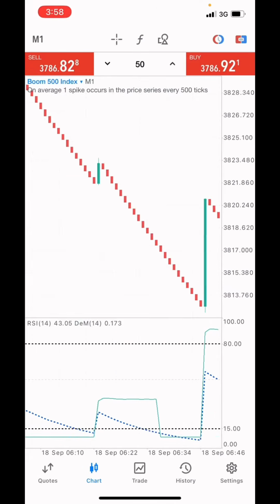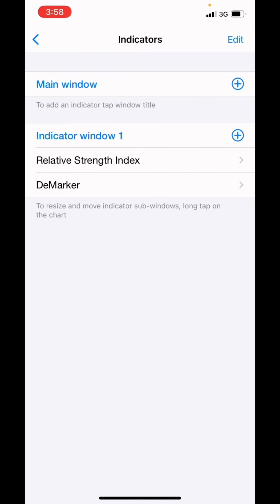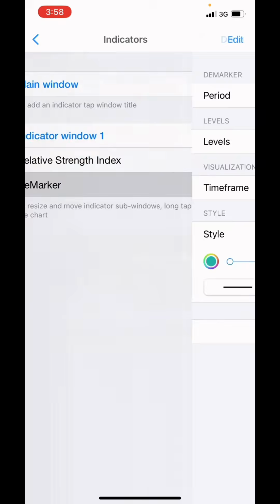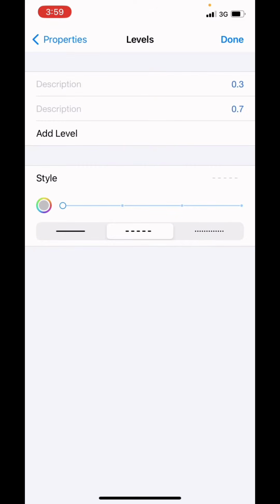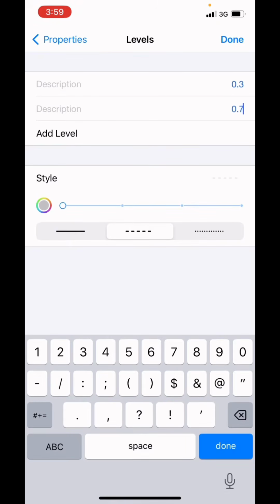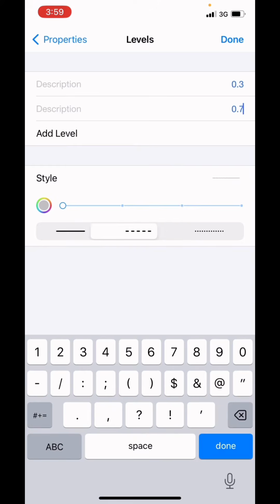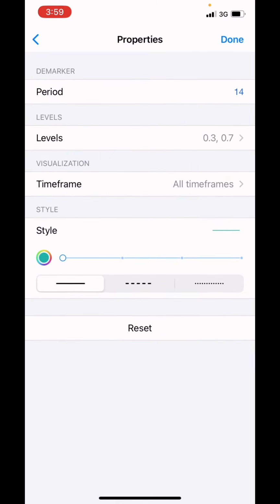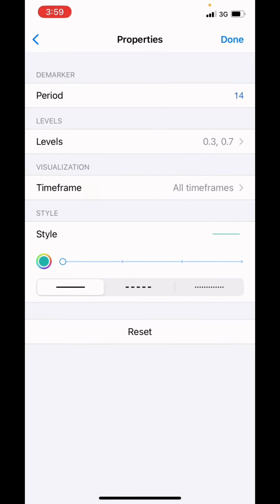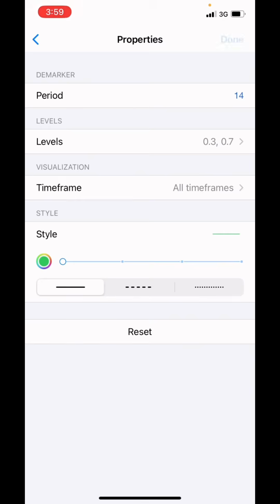Now back to the M25. Let's go to the indicators. You can see we're using the maker and the RSI. For the maker, the period is going to be 14, the levels 0.3 and 0.7, the style 1 pixel, the color white. Then you put this line in the middle, click on done, and apply to all time frames. The style right here is 1 pixel while the color is green. Then after that, you click on done.